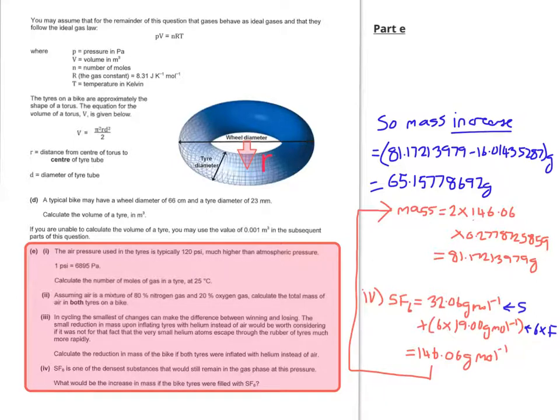Okay, so that takes us to the end of this question. Hopefully it was quite useful, both in terms of its review of redox titrations, but also a look at PV equals nRT in the context of something that's been in the news recently as well.